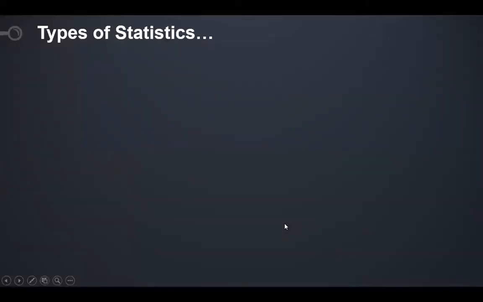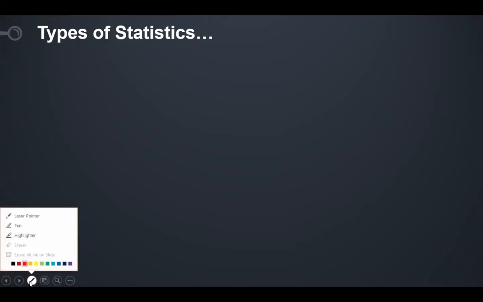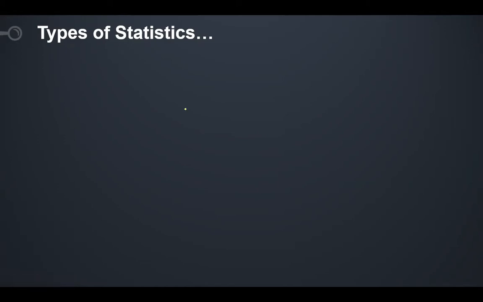Before that, we should understand what types of statistics we have. Broadly, we classify them into two types according to our need. The first one is called descriptive statistics. What is descriptive statistics? It describes the population or the sample, or whatever it may be.